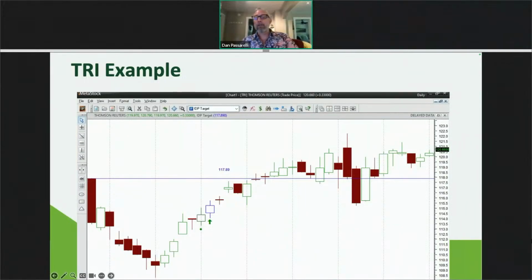So now let's run through several examples to see how this might play out in real life. So this is Thomson Reuters. First of all, is there an RKO setup here on this chart anywhere? Do you see one?